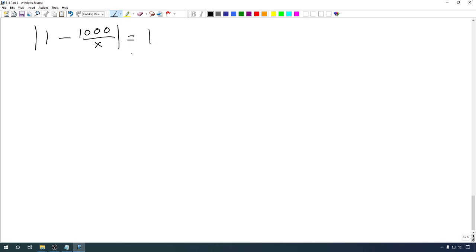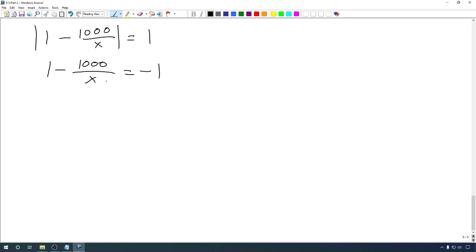Well, I don't like the fact that they're doing all this stuff with the absolute values. I don't know why they don't just compare it directly to negative 1, because we're always going to be talking about negative stuff in the first place. Essentially, when this is equal to 1, the only possibility we're really concerned with here is when 1 minus 1,000 over x equals negative 1.